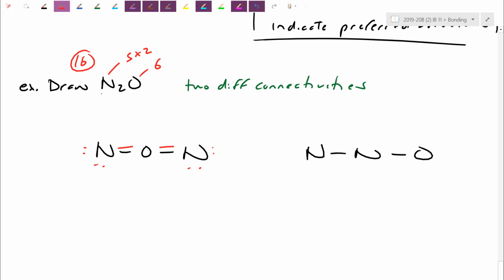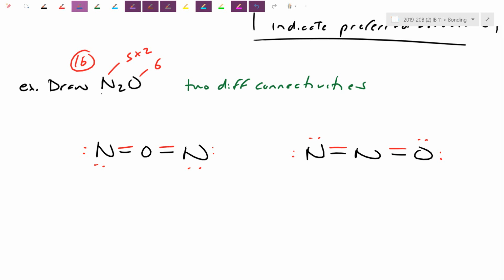Lewis would say that's a correct picture. You have the 16 dots all accounted for. Everyone has an octet. Everyone's happy. Same thing happens on this side, a double-double. You can follow your rules there, exactly the same as carbon dioxide. Lewis would say this is a correct molecule as well. Again, we say, well, they can't both be correct.